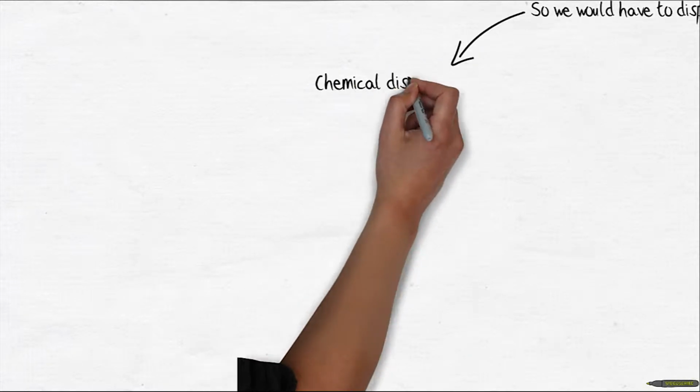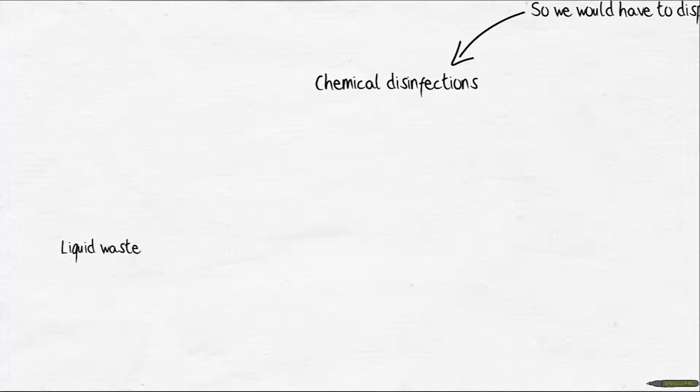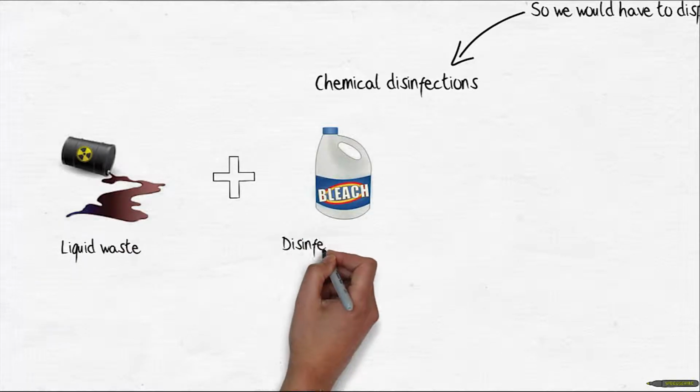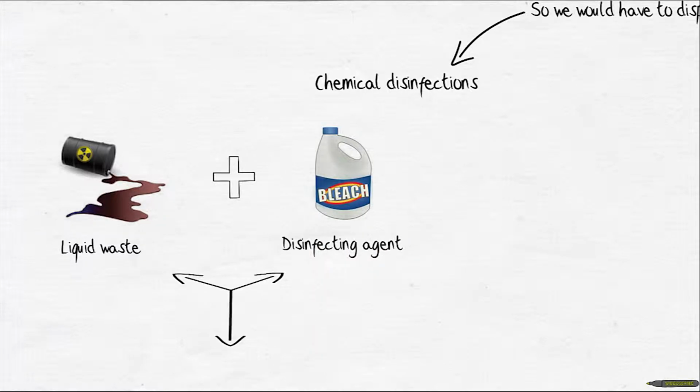One such method of disposal is chemical disinfection, where liquid waste is diluted by a disinfecting agent, such as bleach, in proper proportions, which is then dumped into a sanitary sewer system.